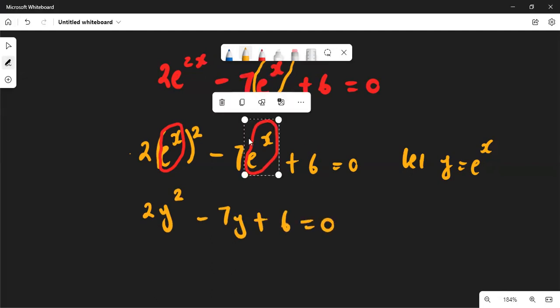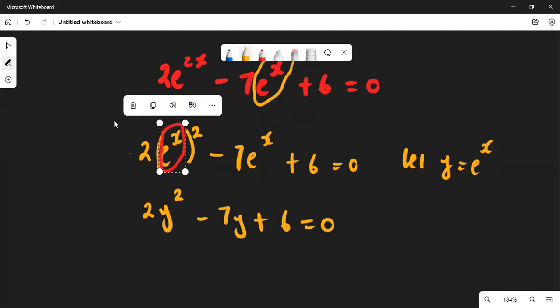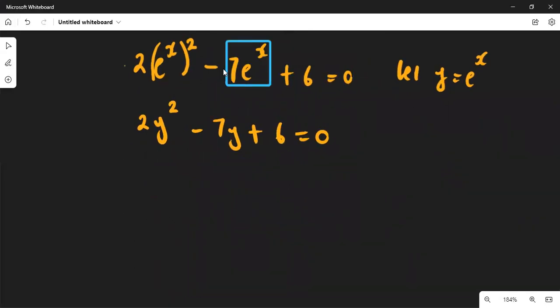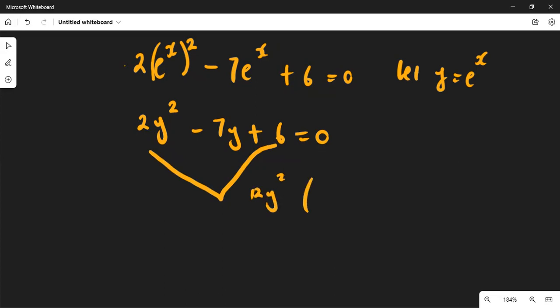So that's what we had, guys. From this part, we are now just left with a normal equation, just like what we are used to, using the quadratic formula or factorization. I can use factorization because if I multiply these two terms here, I'm left with 12y squared, and I have to find factors of 12y squared, which in this case are minus 4y and minus 3y.